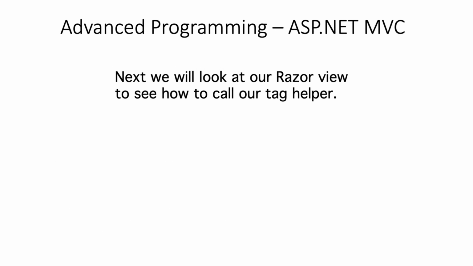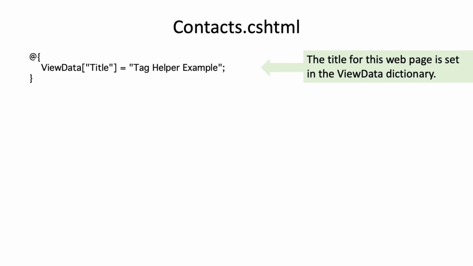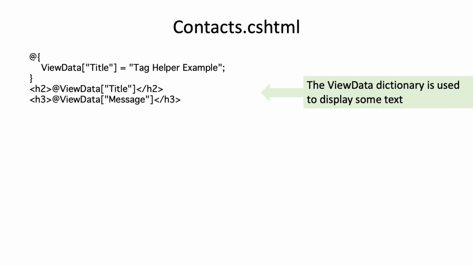So, next we'll look at our Razor view to see how to call our tag helper. The web page calls the contacts controller using the contacts method. This method expects a contacts.cshtml view in the Views Contacts folder. So here we go. This is our contacts HTML, and we have some view data. The title for this web page is set in the view data dictionary, and the view data dictionary is used to display some text.